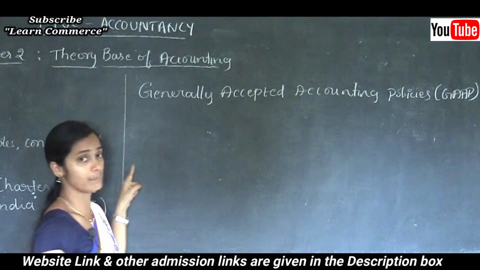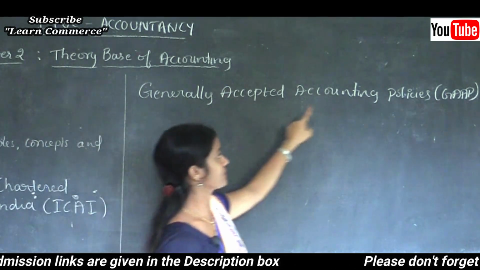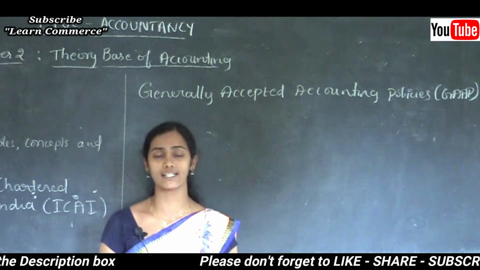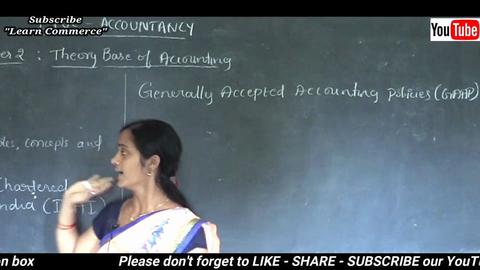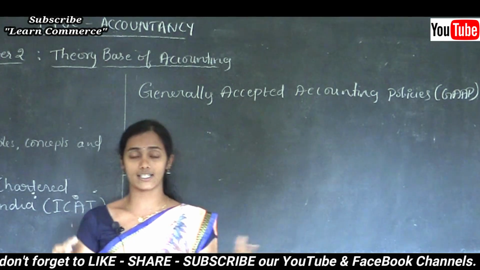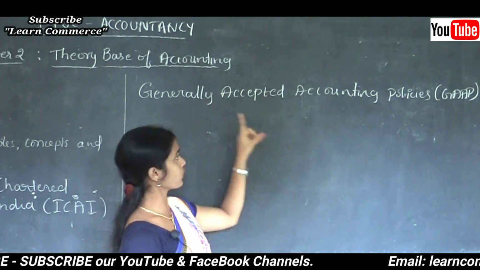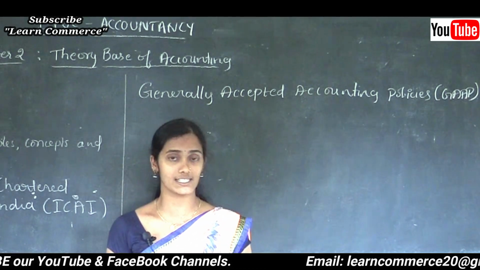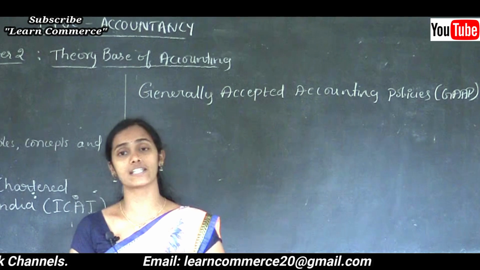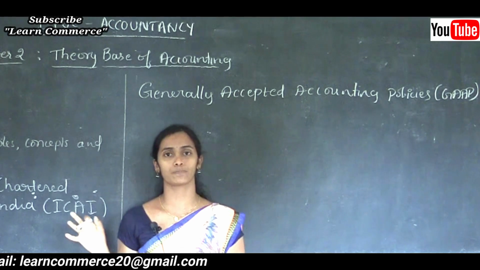This one is also for 1 mark, very important: expand GAAP. Generally accepted accounting principles. Here I already told that in order to bring uniformity, some rules and concepts or guidelines have been developed over a period of time, and these are all accepted by the accounting professionals. Also, in order to maintain uniformity and consistency in the process of accounting, certain rules or principles have been developed which are generally accepted by the accounting professionals.